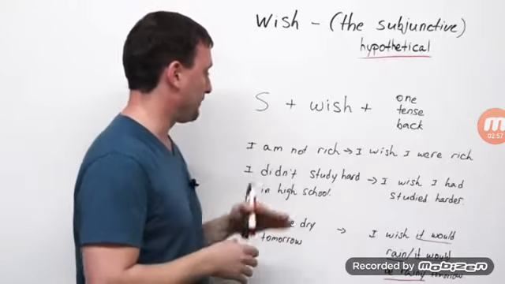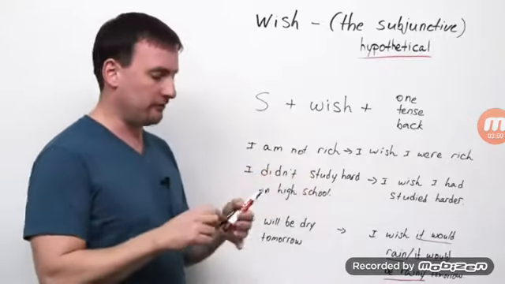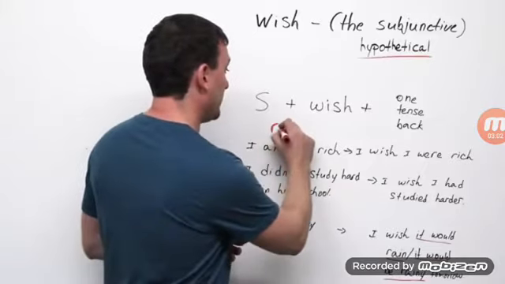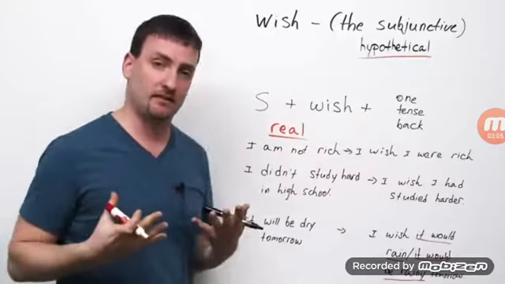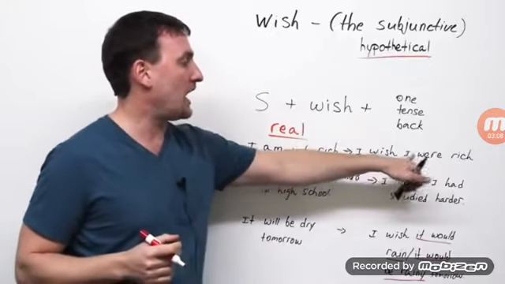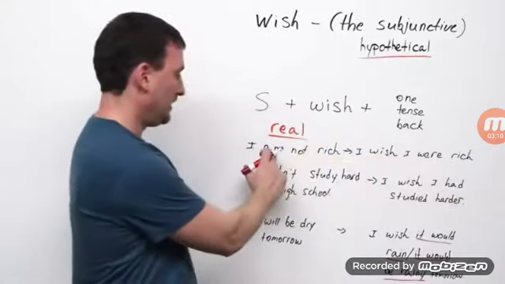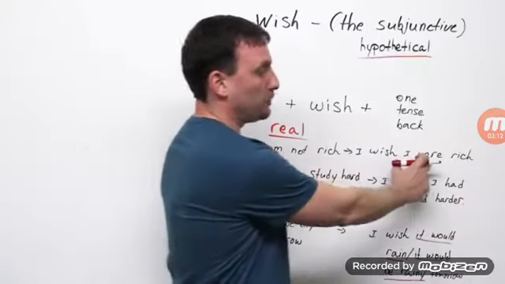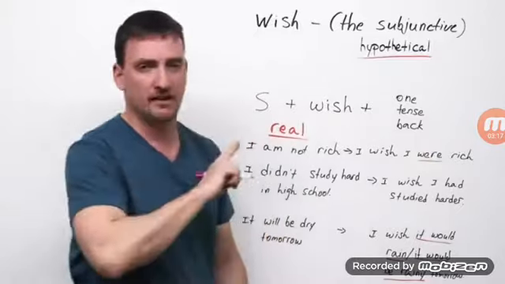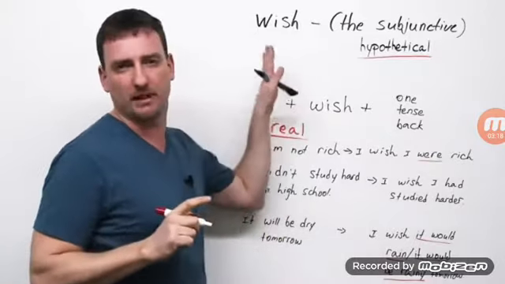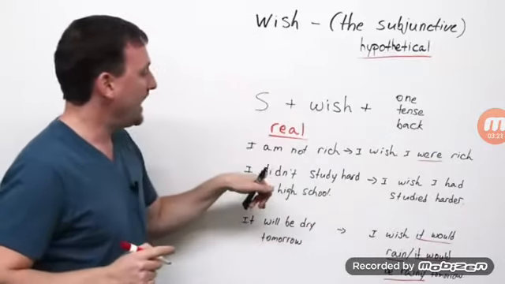Let's look at these examples. Right now, I am not rich. This is the real situation. This is the fact. So I wish I were rich. The am, present, becomes were, past. And again, remember, always were, never was. That's the main thing to remember with wish, okay?